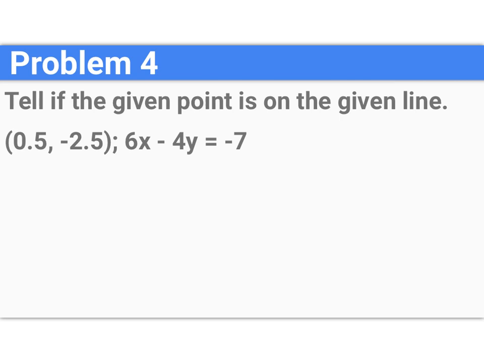Tell if the given point is on the line. Okay, so let's stick it in. 6 times 0.5 minus 4 times negative 2.5, does it equal negative 7? Let's try it out. This equals 13. It does not equal negative 7, so this point does not lie on the line.